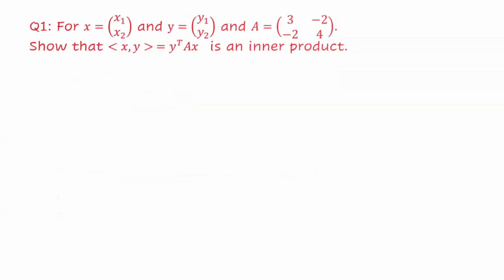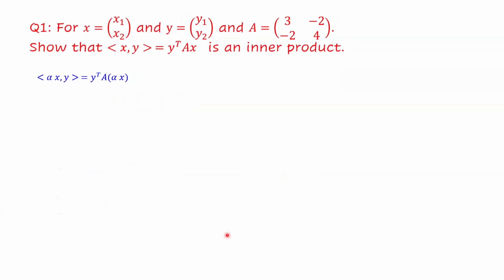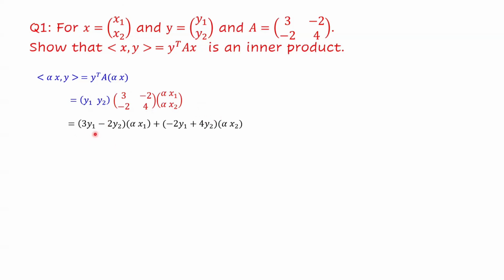The last property is with the scalar multiplication. So we take alpha as a scalar, which is a real number, and then ⟨alpha x, y⟩. By definition, this is equal to y transpose A alpha x. So y transpose is y1, y2, A is the matrix as given, and alpha x will reduce to the column alpha x1, alpha x2. Then we process the multiplications as before, and with this you will get 3y1 minus 2y2 times alpha x1 plus minus 2y1 plus 4y2 times alpha x2.